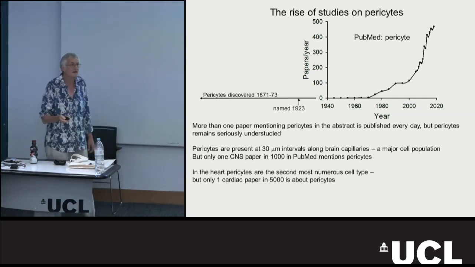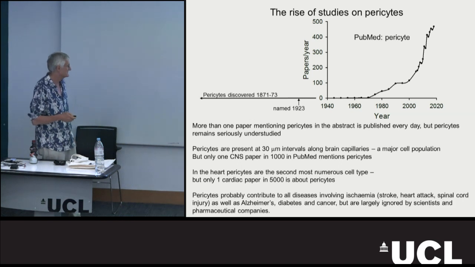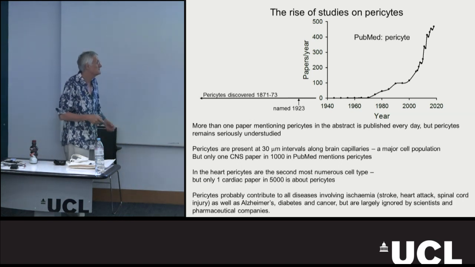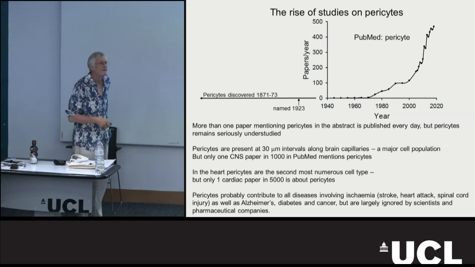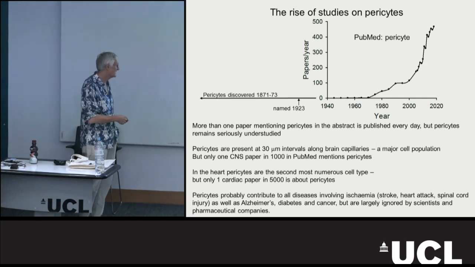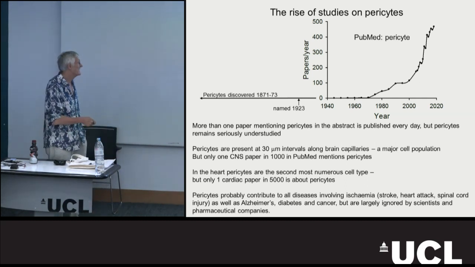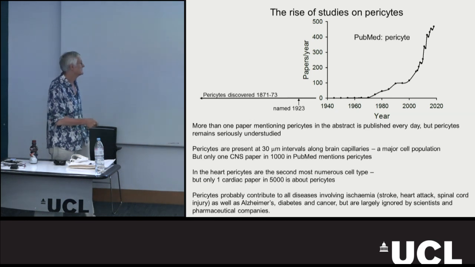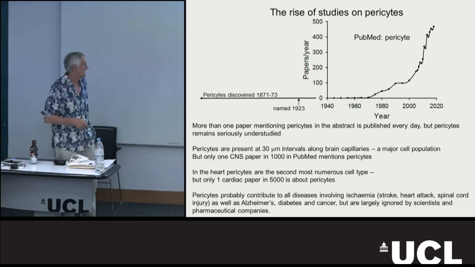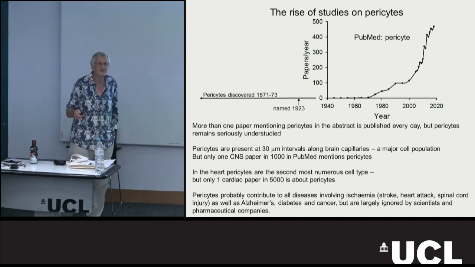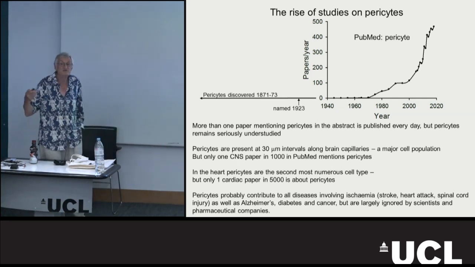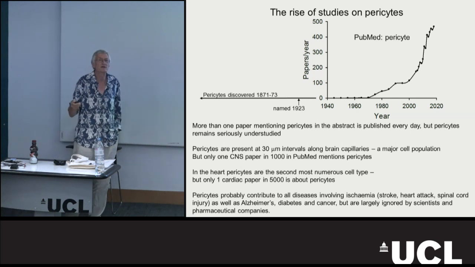So we're clearly missing out on some therapeutic opportunities, because pericytes contribute to all diseases involving ischemia. That includes stroke, heart attack, spinal cord injury, as well as Alzheimer's disease, as I'll show you today, and also diabetes and cancer. But they're largely ignored by scientists and big pharma. So I'm a kind of missionary for pericytes, trying to persuade you to study them.